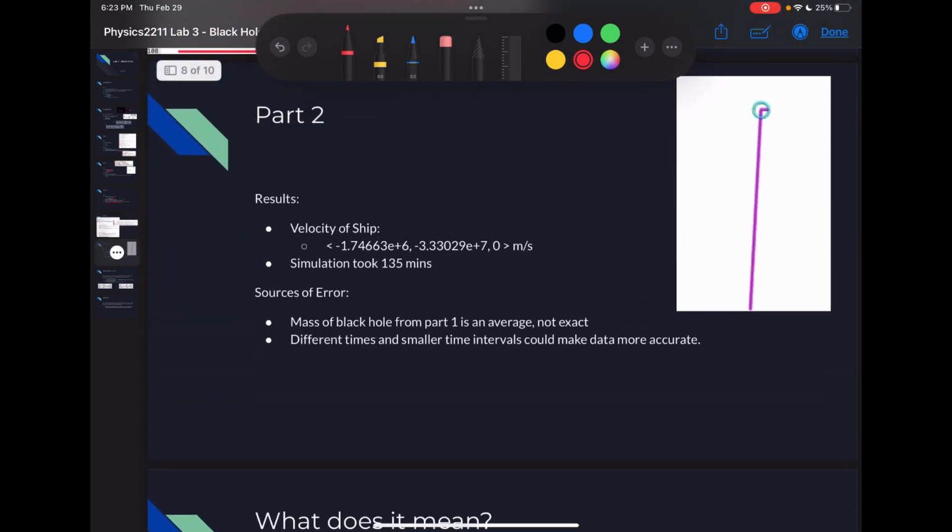And then the results for part 2: the velocity of the ship was this many meters per second, and the simulation took about 135 minutes as shown in GlowScript. A source of error is that the mass of the black hole from part 1 is an average, not exact really, and smaller time intervals could also make the data more accurate.